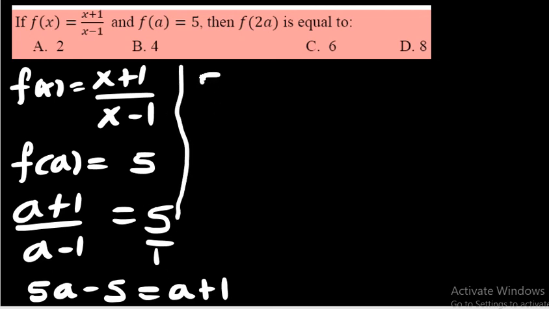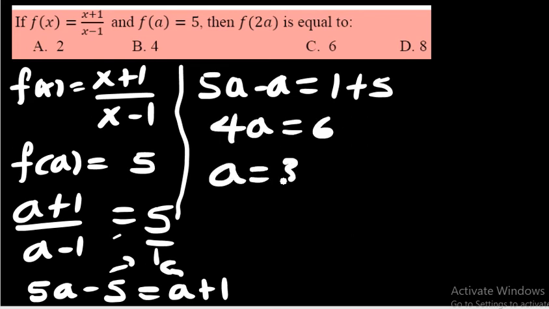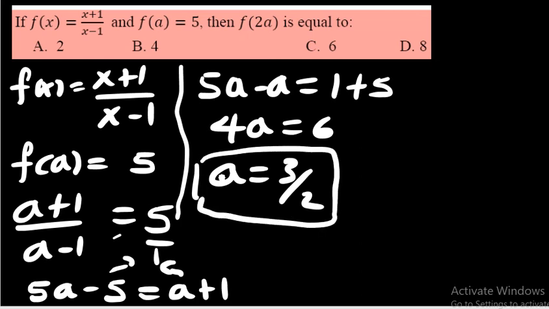Then reshuffle. 5a minus a is equal to, because I brought the a here, the 5 will be shifted to the other side, 1 plus 5. So 5a minus a will be 4a, which is equal to 6. Divide both sides by 4. So the a value will be 3 over 2. You can divide and simplify. After that, is this what the question asked? No, we are asked f of 2a. That means we need to find f of 2a.